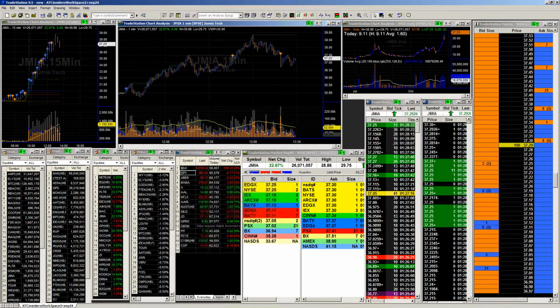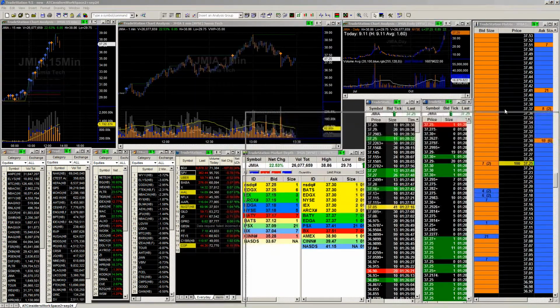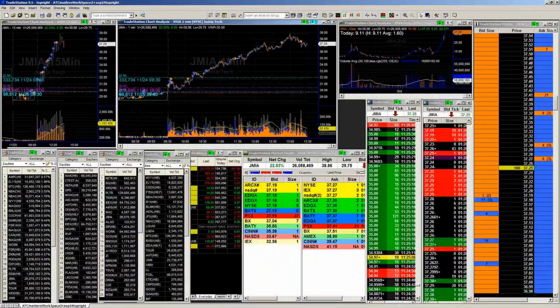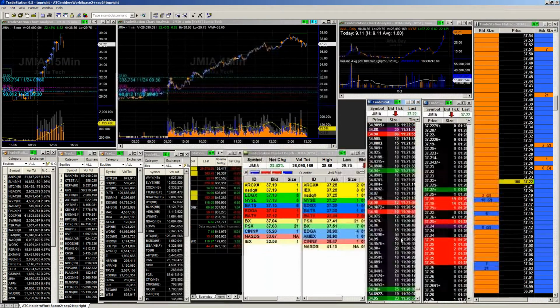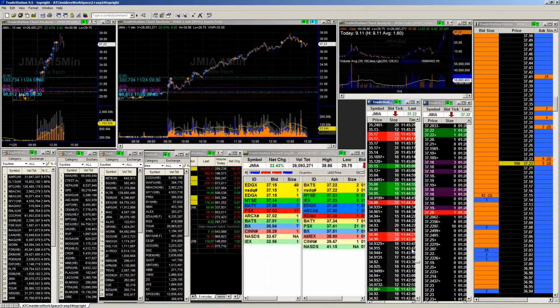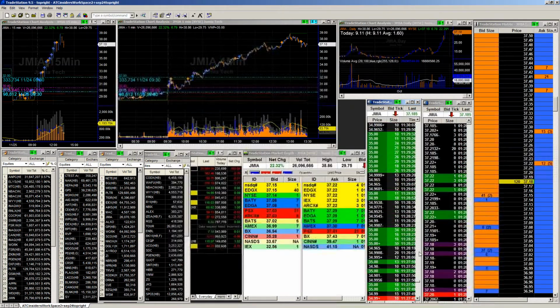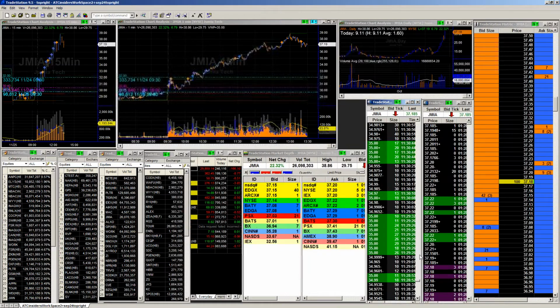So when I say above, I mean like those prints at 35 in JMIA when the stock is only trading a print personality of, what was it, 2, 3, 2, 3. You see what I'm saying? So those 35 prints drastically jump out compared to what print personality is.